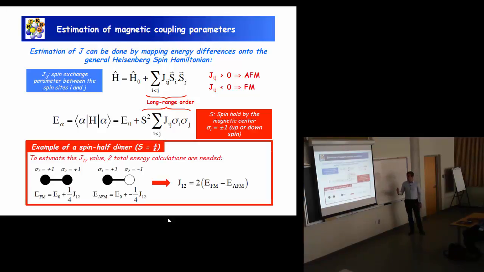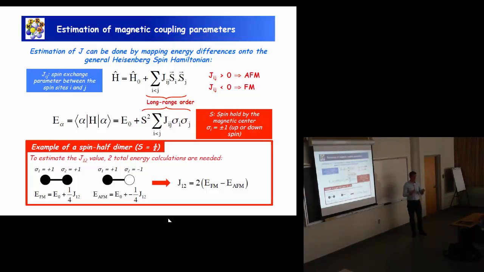I will show you that. Let's take a very simple example, the spin half dimer. So you just have two atoms, and you have no periodic condition. We are not doing a WIEN2k calculation. We are just looking at this very simple model, for which we know that we have a magnetic coupling between the two atoms. To extract the J value, we will do what we named a mapping analysis.